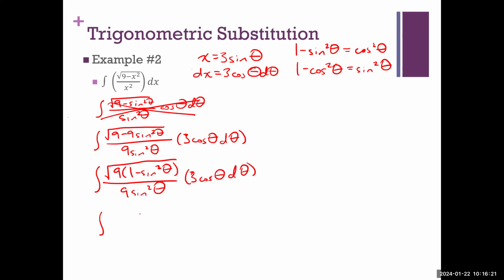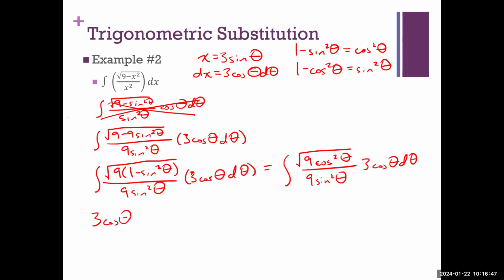So in this radical, actually, maybe I'll not skip any steps here. Give myself more room. The square root of 9 cosine squared theta over 9 sine squared theta times 3 cosine theta d theta. If I resolve that square root now, then what do I get? I get 3 cosine theta over 9 sine squared theta times 3 cosine theta d theta.